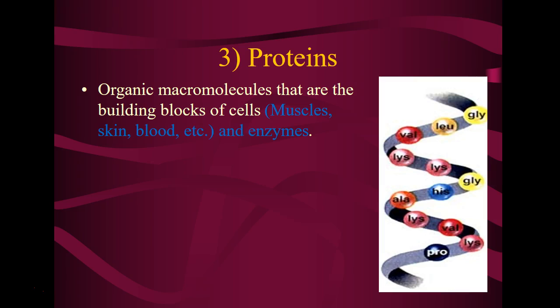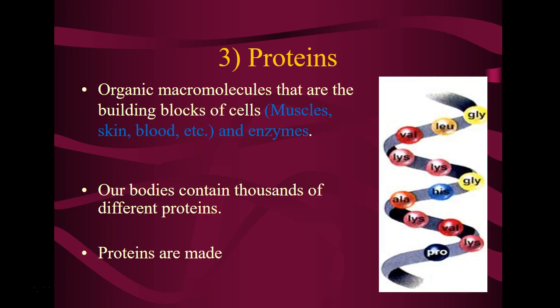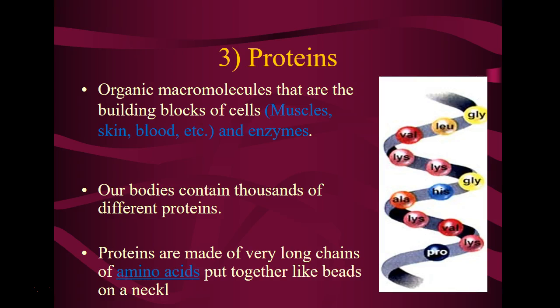But it doesn't just make the muscles, it makes your skin, your blood, your hair is made from protein, your fingernails are made of protein. So basically everything that we see on our outward appearance is made from protein. So our bodies contain thousands of different proteins, and they're just made by a combination of these guys here.